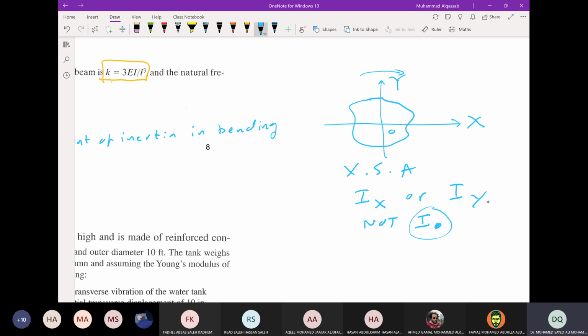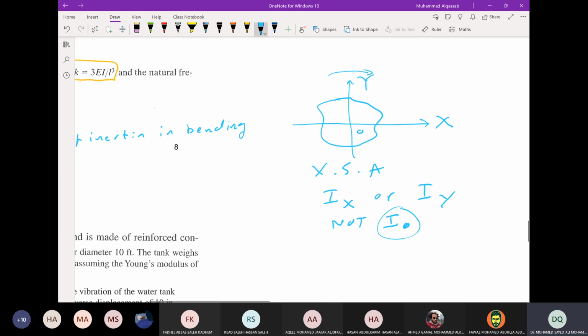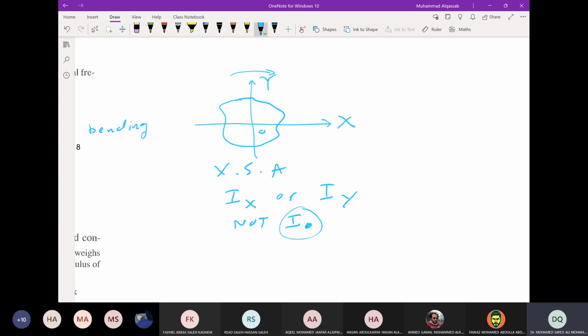Io is polar, and that will be in torsion. In case we have torsion, that will also be part of this chapter. We will talk about torsional vibration. So we will need Io, and the moment of inertia in bending. Those are in bending: Ix or Io are in bending, and this is torsion.